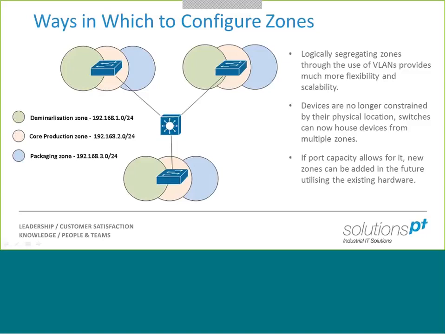So we would essentially be using trunk ports between our switches into our layer 3 switch there in the middle. And for us to create a new zone is as simple as configuring a new VLAN on our network devices, giving it a new IP address range, and obviously configuring the access ports to use that VLAN, and then connecting the end devices into it.